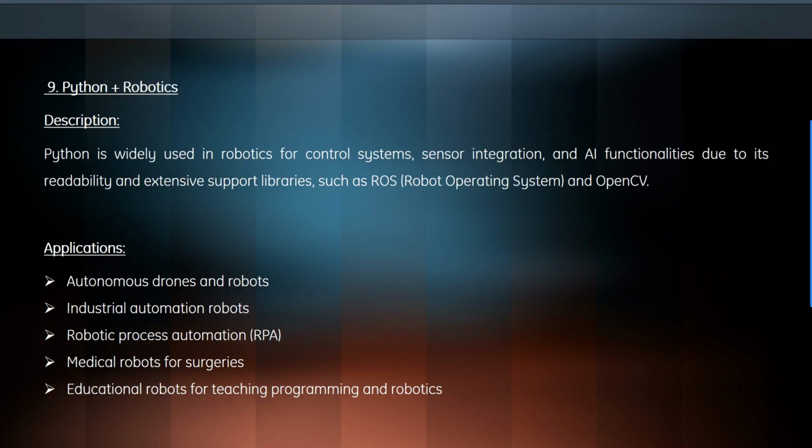etc. Moving on, we have robotics. Python is widely used in robotics for control of the systems, sensor integration, and AI functionalities due to its readability and extensive support libraries such as ROS, which is Robot Operating System, and OpenCV. What are the applications which use these both? It is autonomous drones and robots, industrial automation robots, robotic process automation, which is RPA. We have medical robots for surgeries, educational robots for teaching, programming, and robotics.